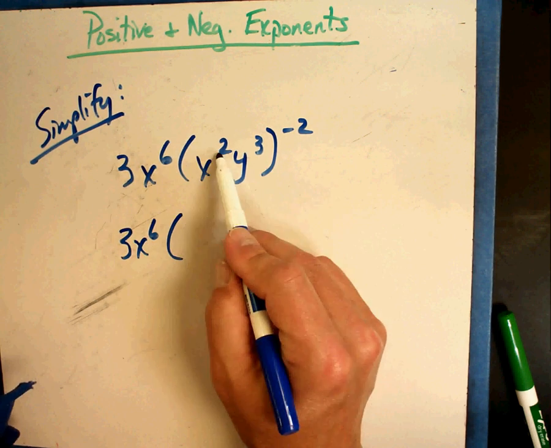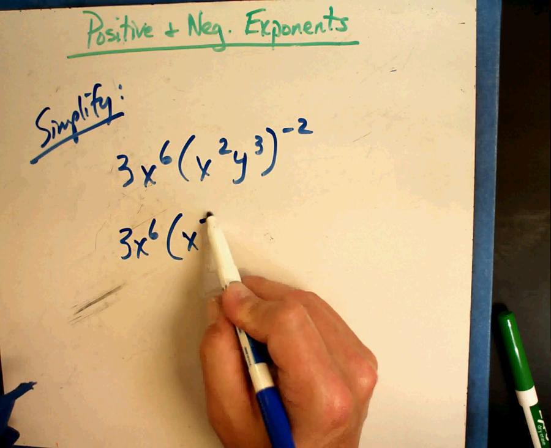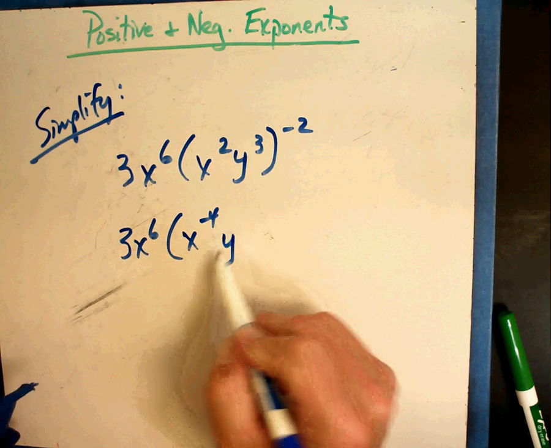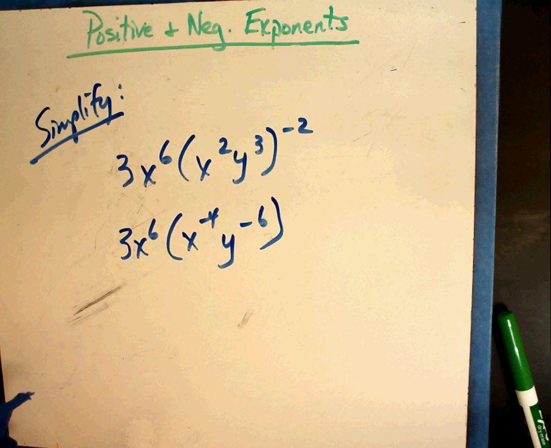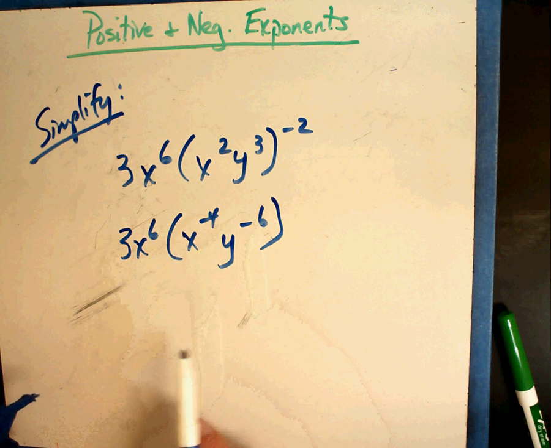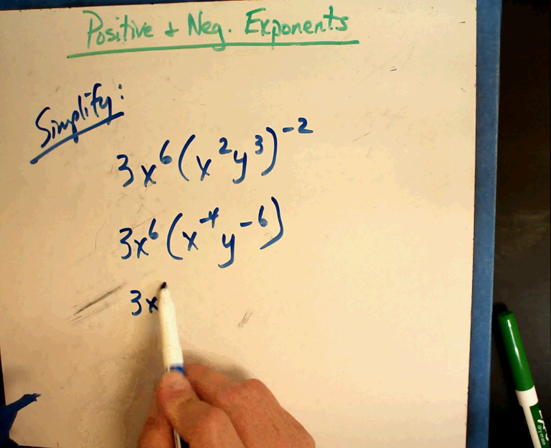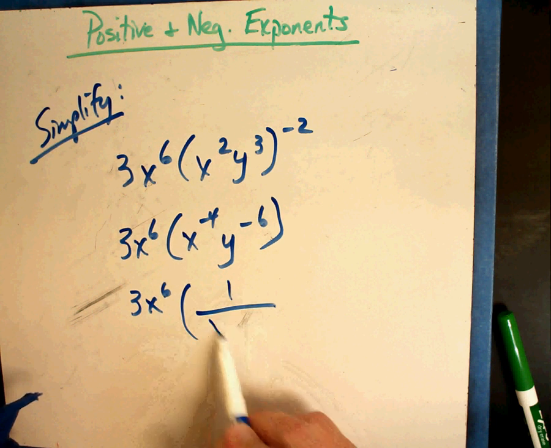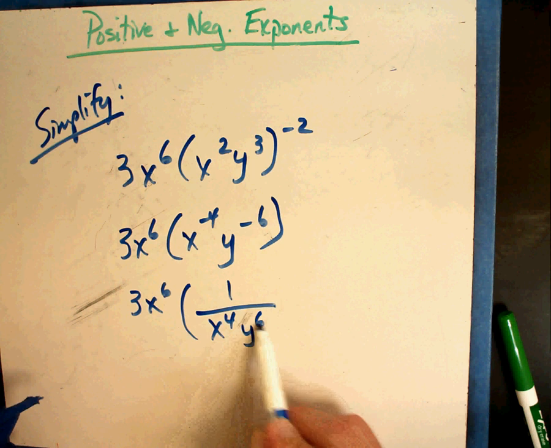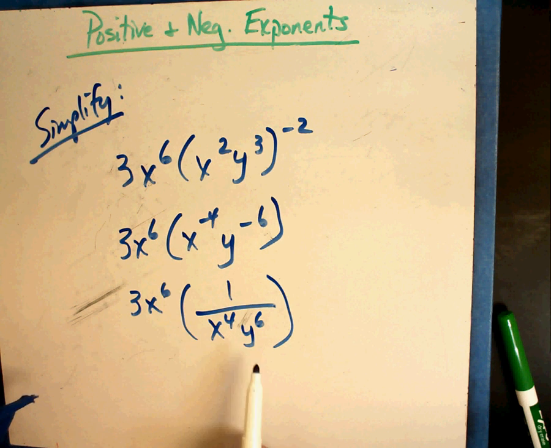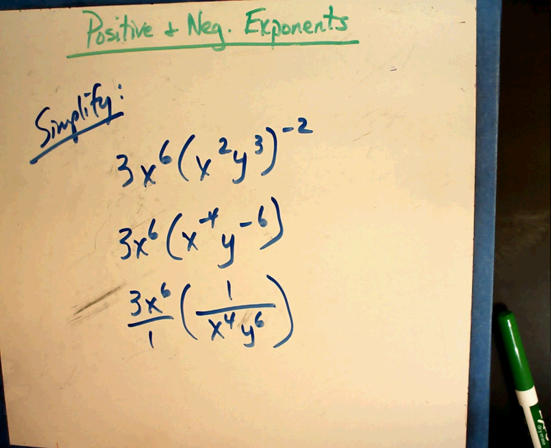But x squared squared, so that's x to the minus 4th. Notice how I multiply. Y to the minus 6th. See how I multiply? Now those are negative exponents, which means they're on the bottom. So it becomes 3x to the 6th, and it becomes 1 over x to the 4th, y to the 6th. Notice how they both move to the bottom.